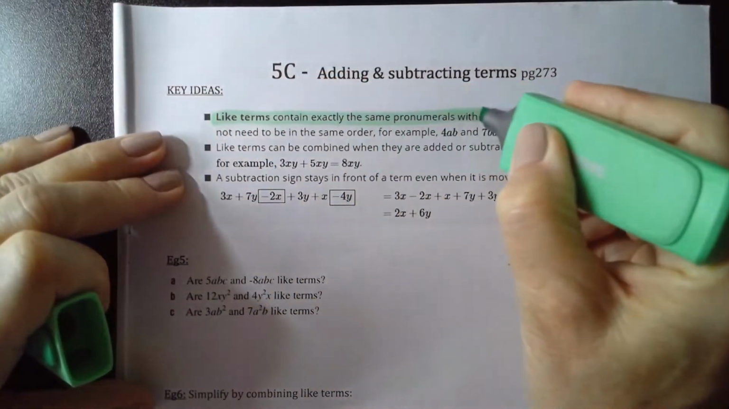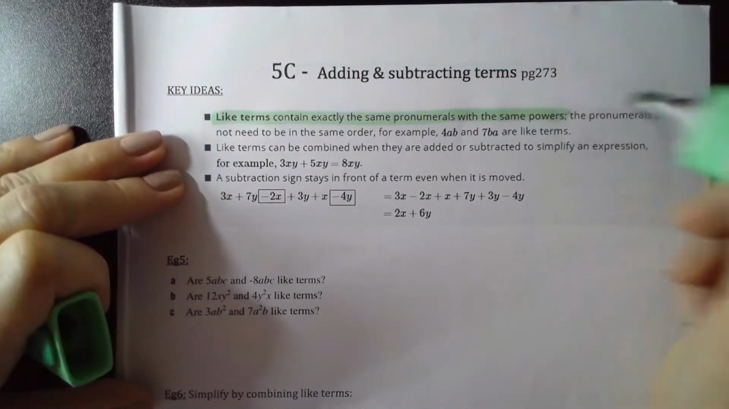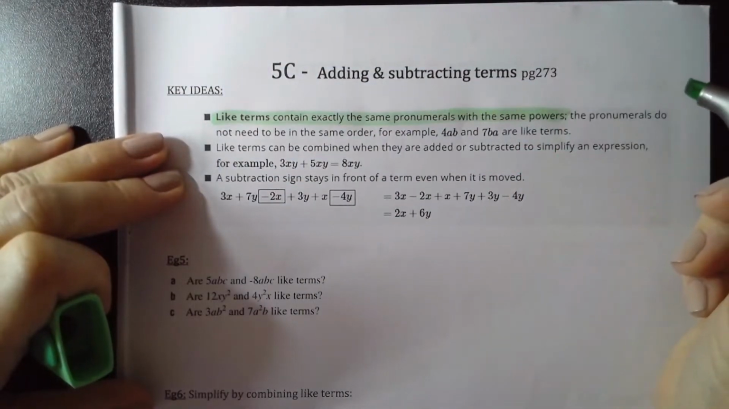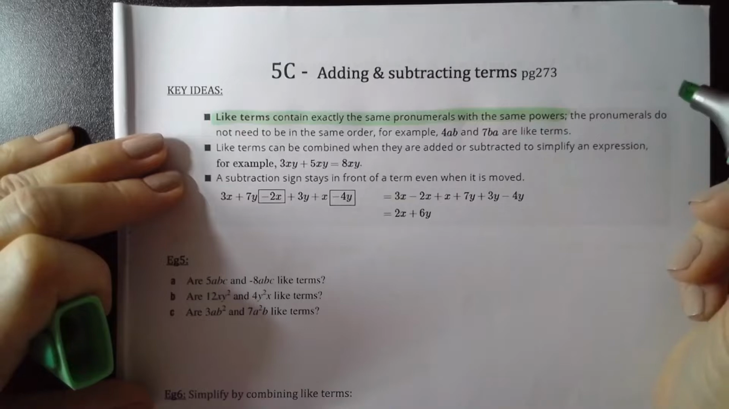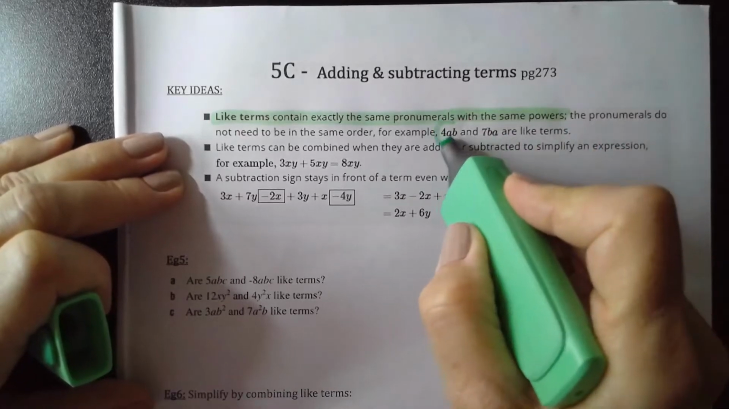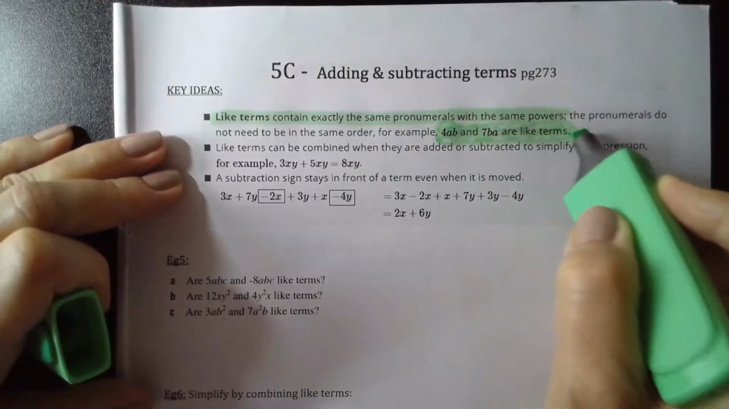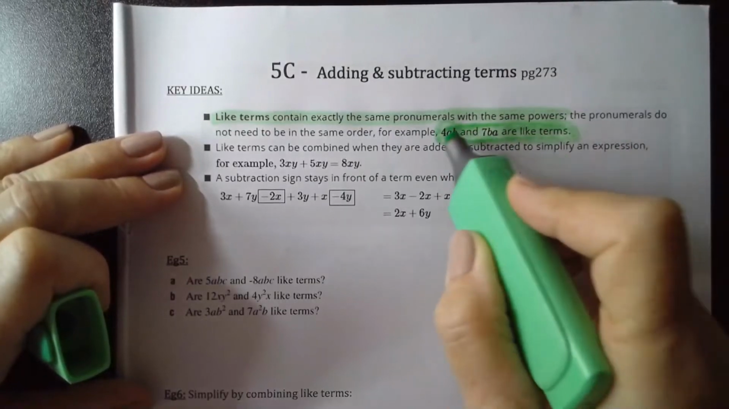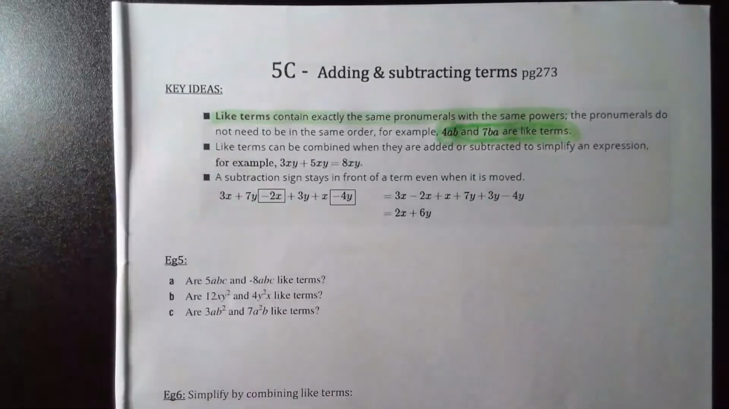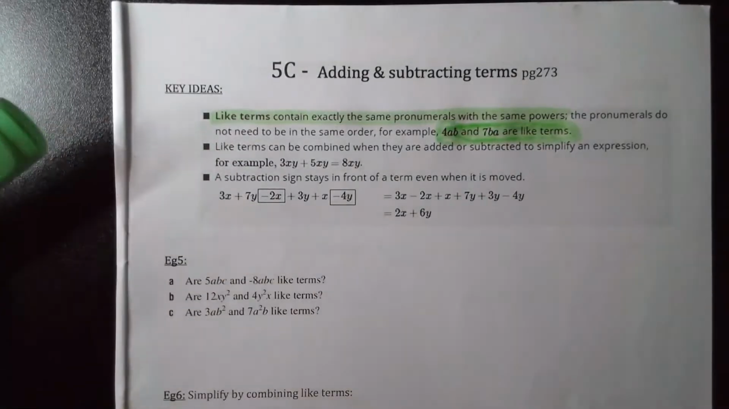They contain the exact same pronumeral with the exact same powers. Okay, they don't really need to be in the same order. So this is kind of an important little fact that these two are like terms. Okay, they have a coefficient. 7ab and 7ba, they're the same, doesn't matter what order they're in.